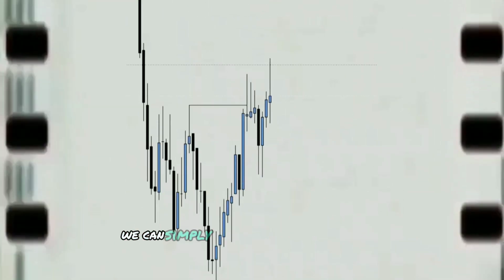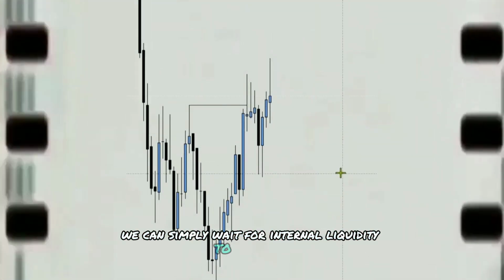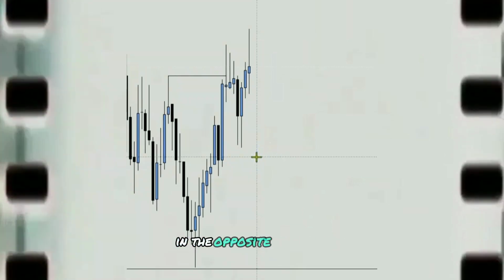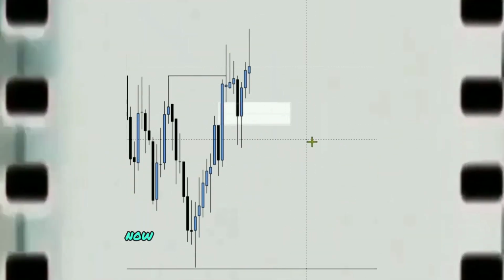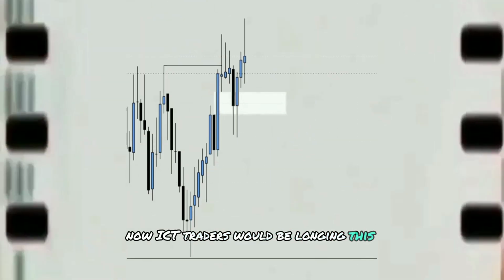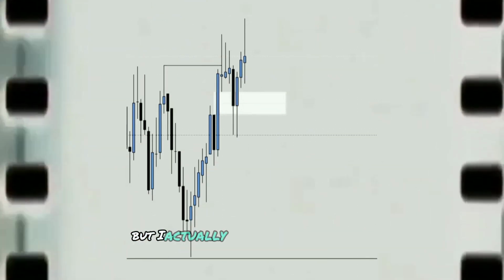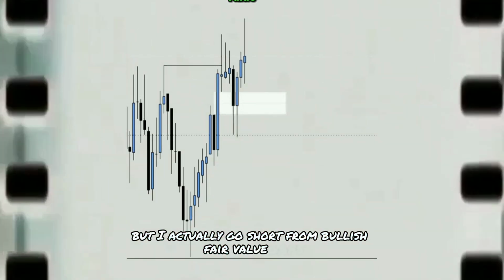We do not need to go for the 1 hour time frame and wait for liquidity to be swept all the way up here. We can simply wait for internal liquidity to be swept before looking for a move in the opposite direction. As you can see, we have this 1 minute bullish fair value gap. Now, ICT traders would be longing this bullish fair value gap, but I actually go short from bullish fair value gaps, and the way I do that is I wait for them to be inversed.